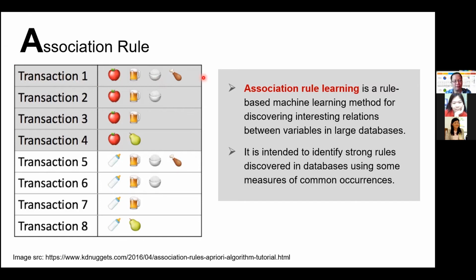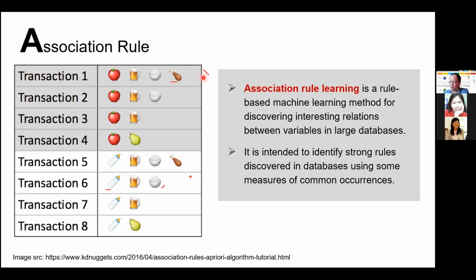Let's say the first person buys apple, beer, rice, and meat. The next person buys apple and beer. The next person buys a bottle, maybe milk, beer, and rice. Then from maybe 100,000 customers, they might find some pattern of products that people purchase together.